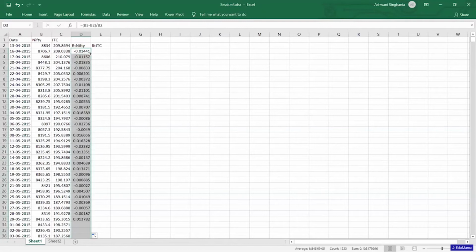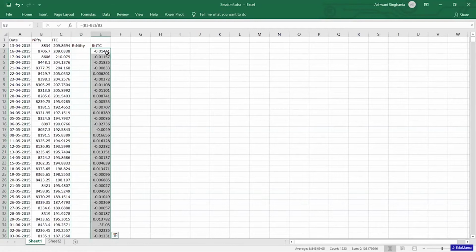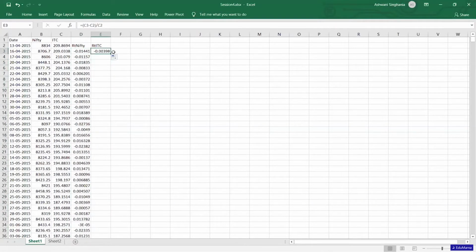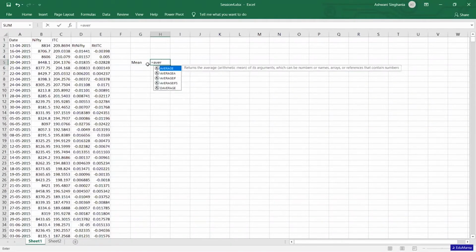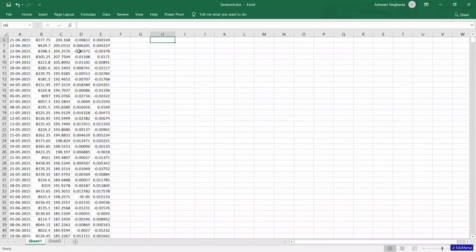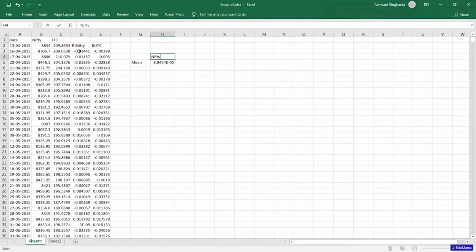In the same way, I'm going to calculate return for all 5 days. Similarly, I'm going to do it for ITC and then expand it for all 5 years. So I have returns for both. So these are actually daily returns. From this daily return, what I can calculate is the average return for the last 5 years. Let's calculate that. Mean, that is average return. We already know the formula for average return. So this is for Nifty and this is for ITC.